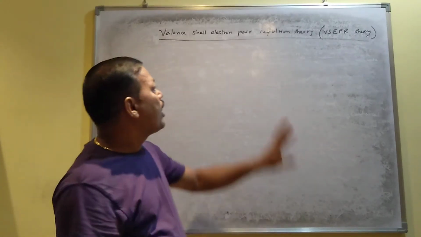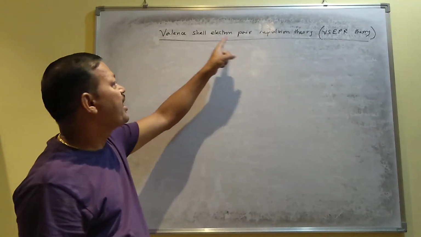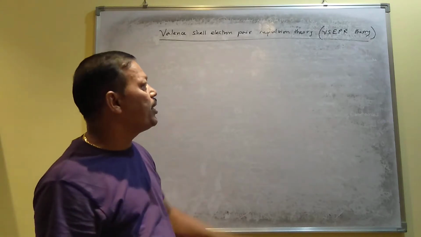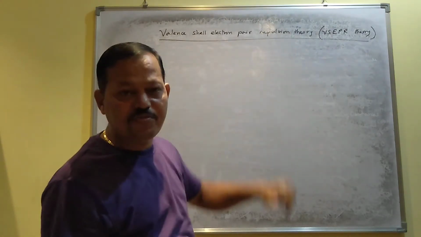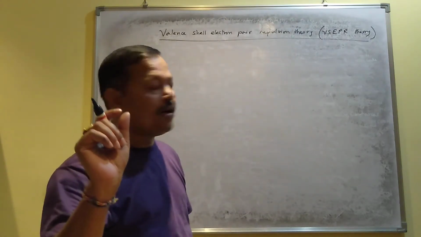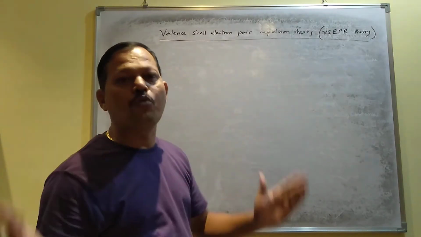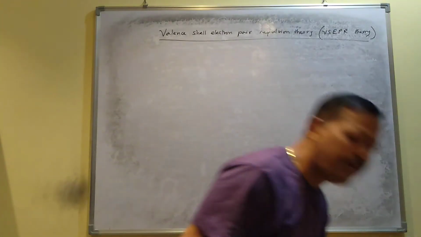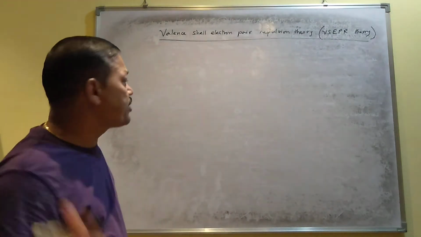Okay, now I'll tell you the main points of this valence-shell electron pair repulsion theory. I mean, what are the main points of VSEPR theory that I will give you. I'll tell you the points and I'll explain one by one. So please listen to the points.